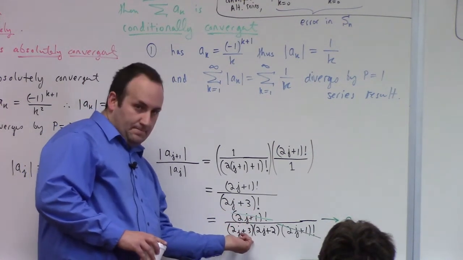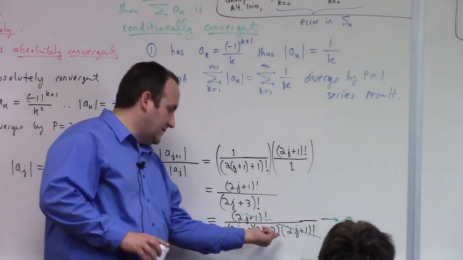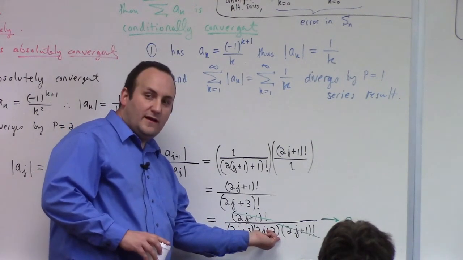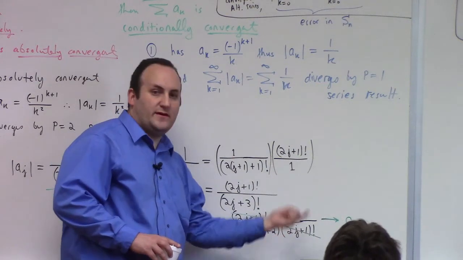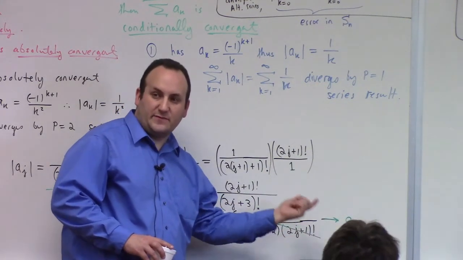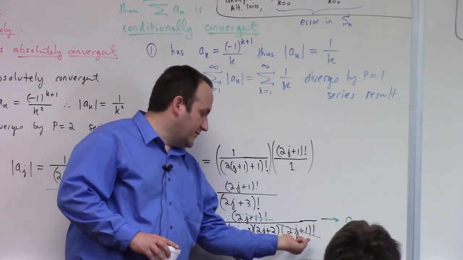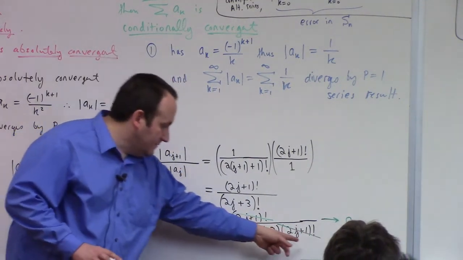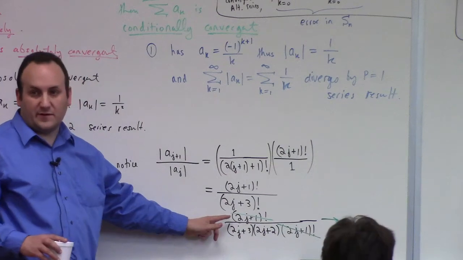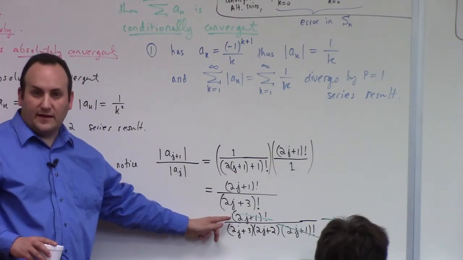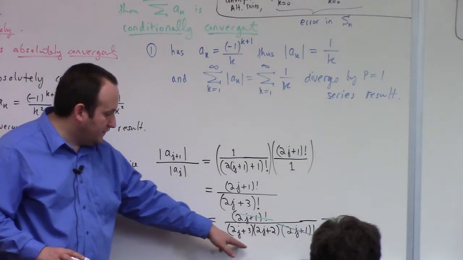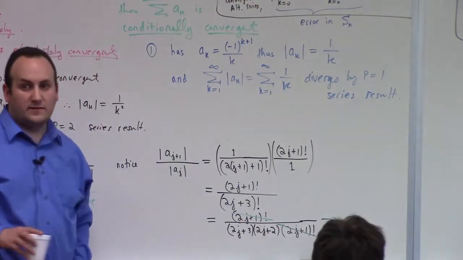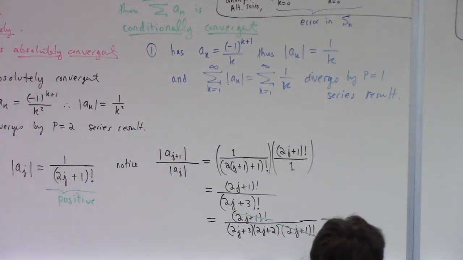(2j+3) times (2j+2), and then what do I have left over? I've got (2j+1) times 2j times ... times 3 times 2 times 1. In other words, what's left over, of course, is the (2j+1)!. But that cancels with the (2j+1)! in the numerator. And it just leaves me the product of (2j+3) times (2j+2), which clearly goes to 0.